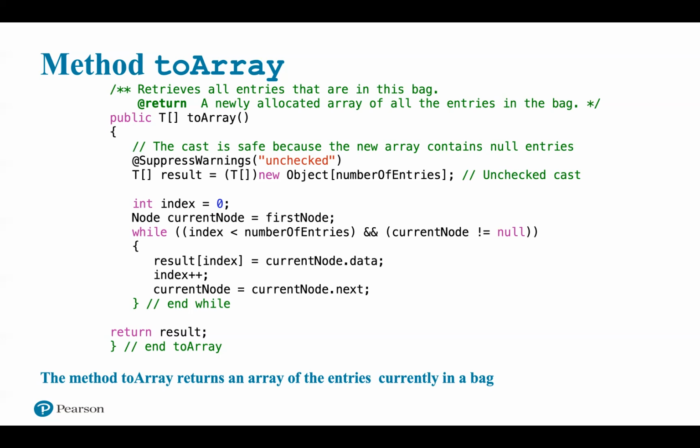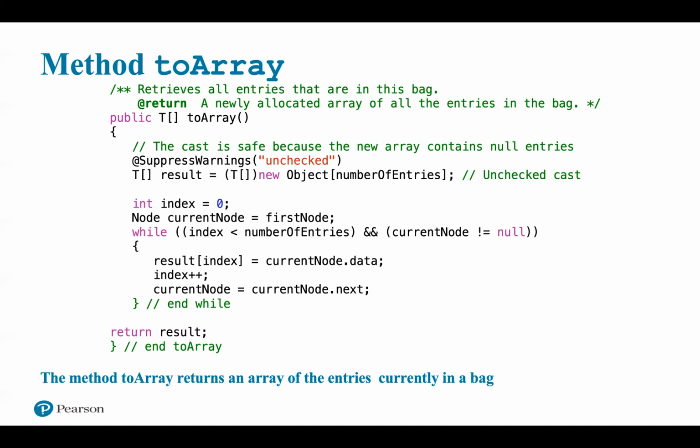To traverse the chain, the method toArray needs a temporary local variable currentNode to reference each node in turn. When currentNode references the node whose data we want to access, that data is at currentNode.data. Initially, we want currentNode to reference the first node in the chain, so we set it to firstNode. After accessing the data at currentNode.data, we move to the next node by executing currentNode = currentNode.next. We again access the data at currentNode.data and then move currentNode by executing currentNode = currentNode.next.